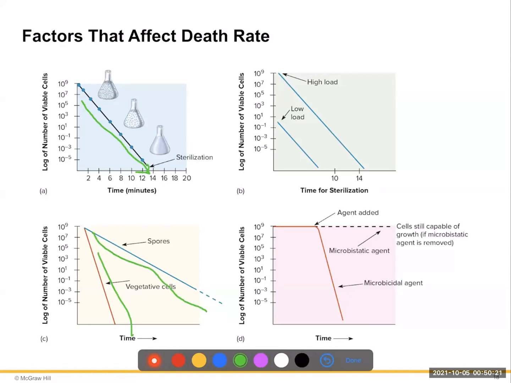Okay. This is sterilization, and the different times it takes depend on how high the pressure is.